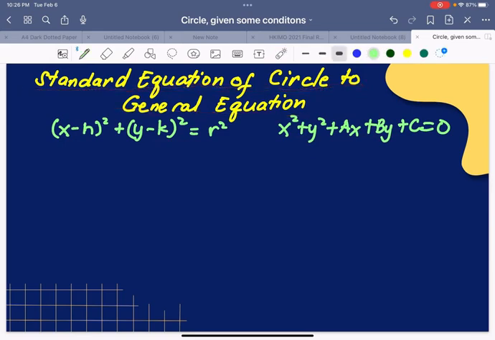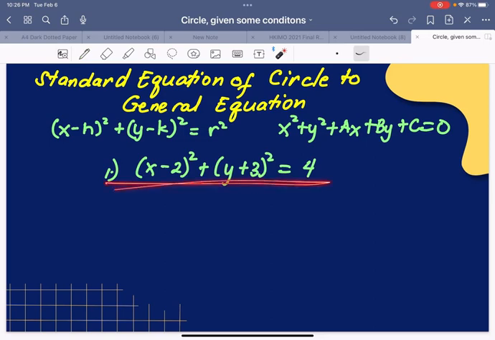So, let's have an example number 1. So, if we're going to transform the standard equation x minus 2 quantity squared plus y plus 3 quantity squared is equal to 4. So, the equation of the circle is in the standard form. Okay? So, how are we going to transform into general form? So, just simply expand this.